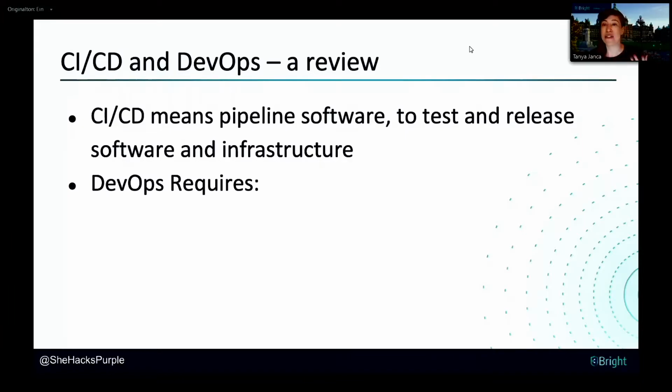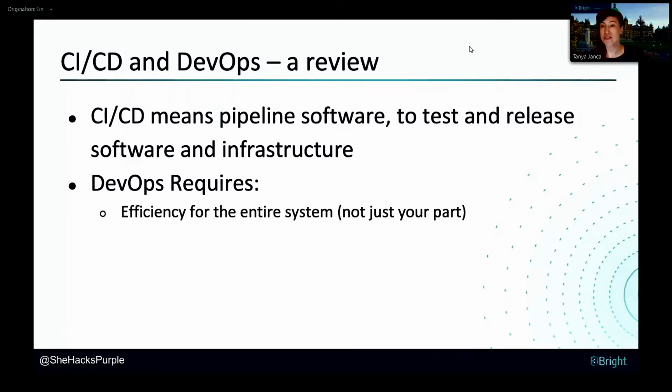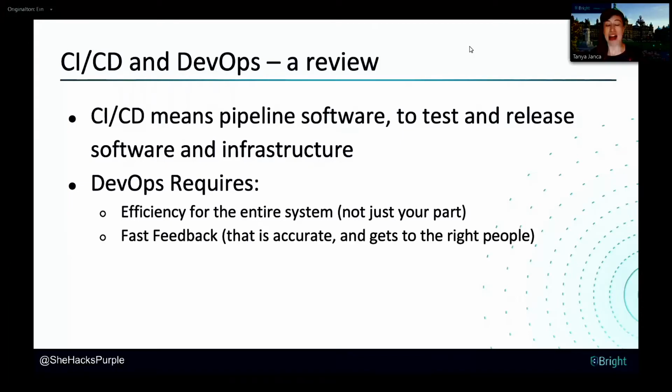Then, if we want to do DevOps, there are the 3 ways of DevOps, sort of like the 3 rules. You need to do these things if you want to get all the value that you can out of DevOps. The first one is efficiency for the entire system. When I see that, I'm like, not just your part, Tanya. You have to share with everyone. And that's important. The second is fast feedback.